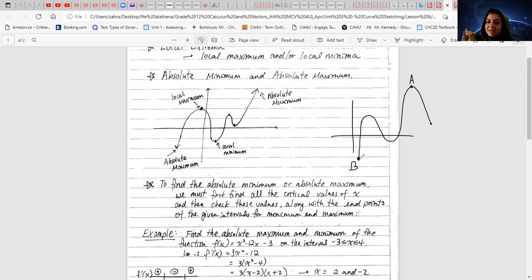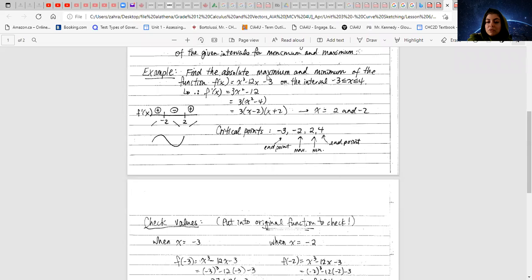So your absolute maximum or minimum could be the endpoint, or it could be the local maximum or minimum. So you have to investigate. To find absolute maximum or minimum, you have to investigate the endpoints as well. Also, you have to consider the local maximum and minimum, and then decide which point is absolute.